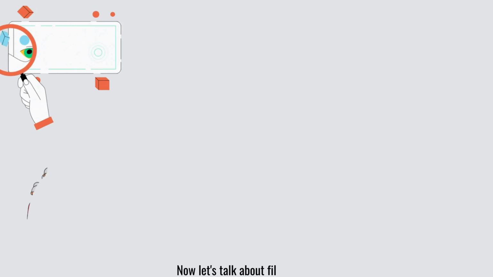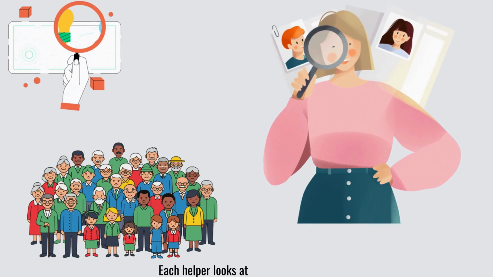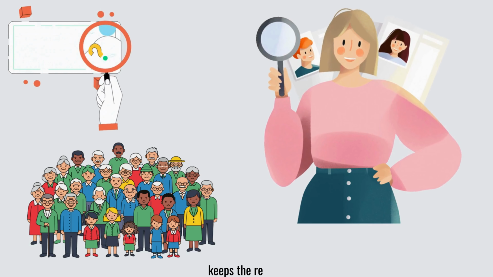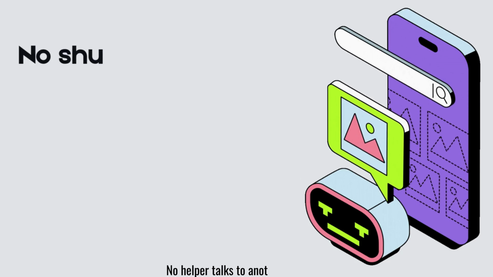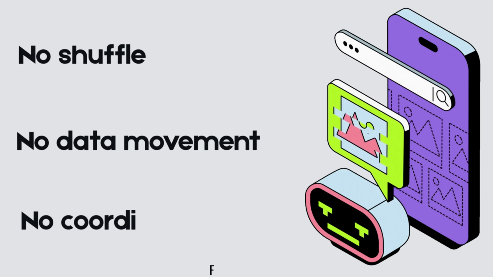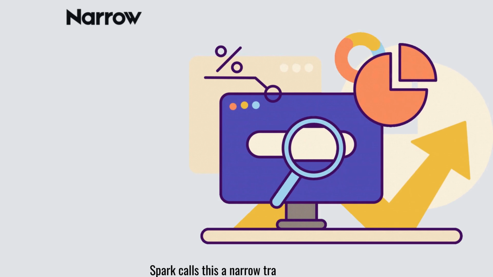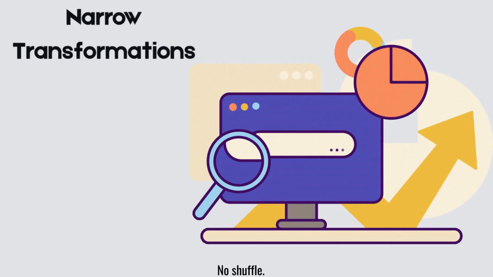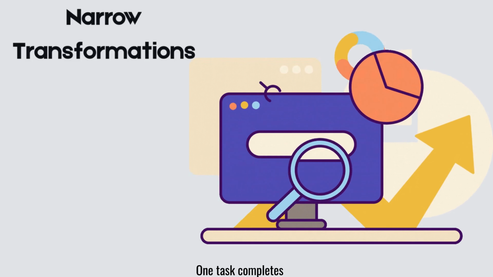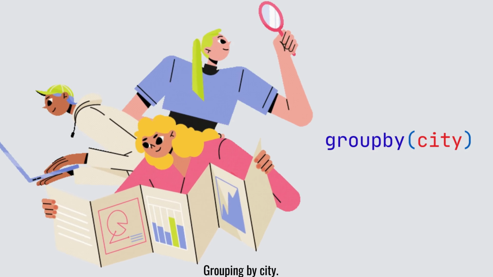Now let's talk about filtering. Filtering by age is easy. Each helper looks at their own group, removes people below the age, keeps the rest. No helper talks to another helper. No data moves, no coordination. Fast, efficient. Spark calls this a narrow transformation. No shuffle, no data movement across nodes. One task completes. Now comes the hard part, grouping by city.